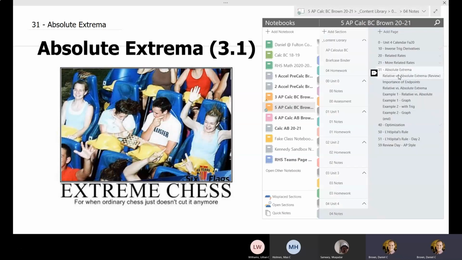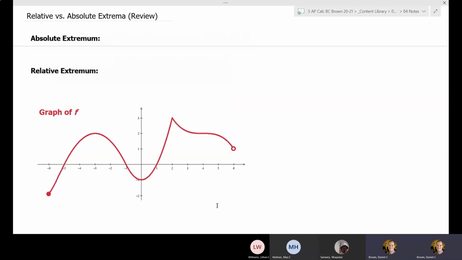The first thing, I don't know if I need to review this really for everyone, but we know that we have 2 types of extrema that we can look at.